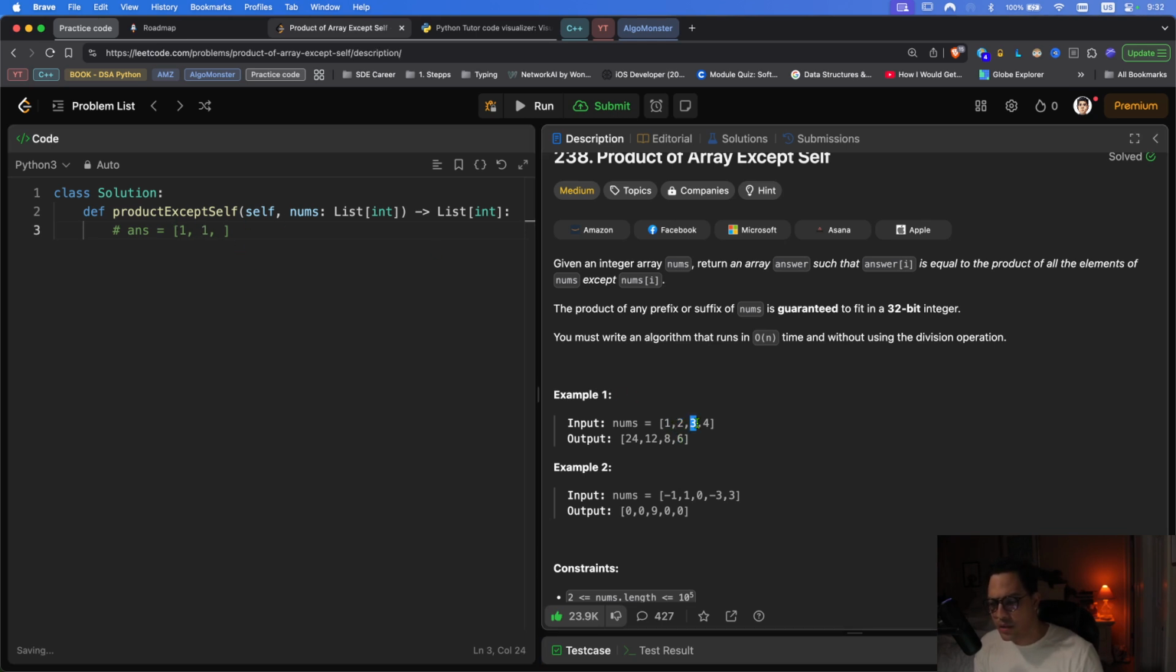Now when we're at 3, we have 2 and 1. So when we calculate the product of that, 2 times 1 equals 2. We could add that here. Now when we get to 4, we could add the product of 3 times 2 equals 6.